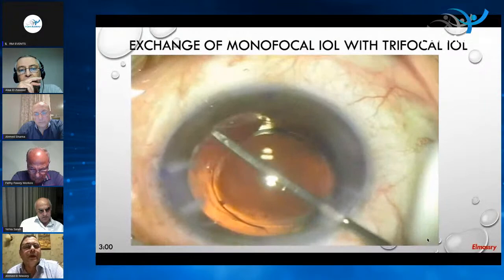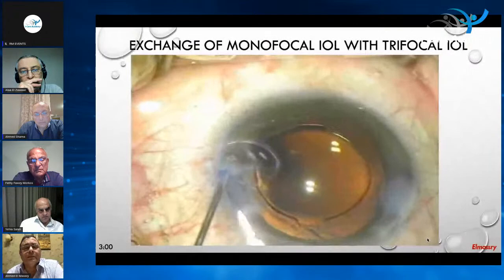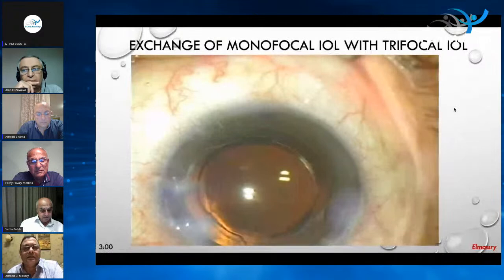Yes, the decision of changing a monofocal with a trifocal, there are a lot of difficulties, there are a lot of astigmatism that could be induced. And after this eye, I did him the other eye after 1 week. So these are the causes of exchange of IOL. And I hope that I sent the message how to get the IOL out and what are the different techniques. And thank you so much.